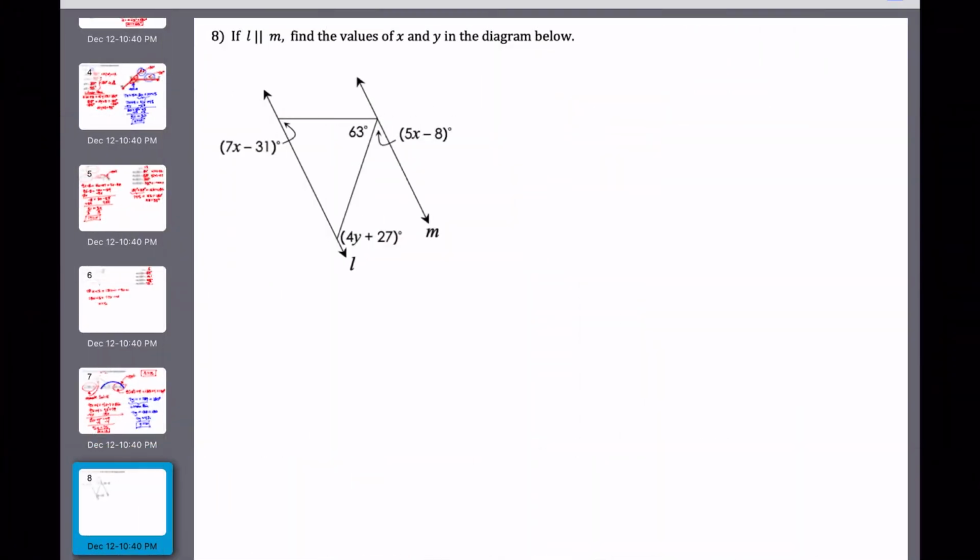So here's our last example. Reading it, it says if line L is parallel to line M, find the values of x and y in the diagram below. So we have parallel lines here. Let's mark them in our drawing with parallel marks. And now we have those two parallel lines. We can say that this side of the triangle is a transversal because it intersects those two parallel lines at different points. So that's our transversal, which means that alternate interior angles are congruent.